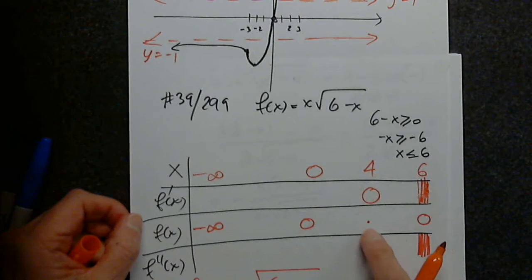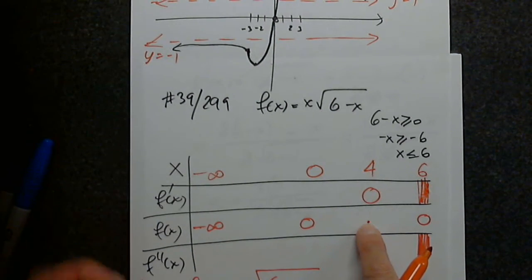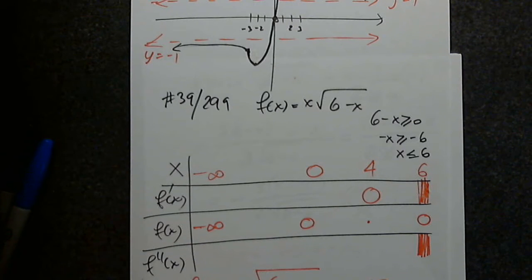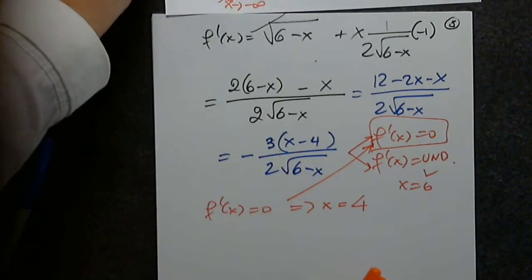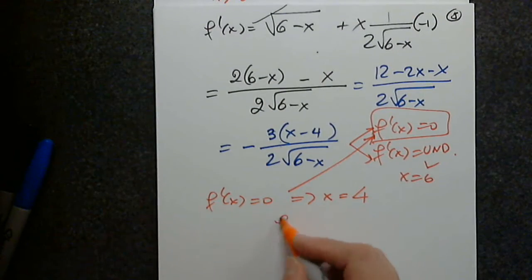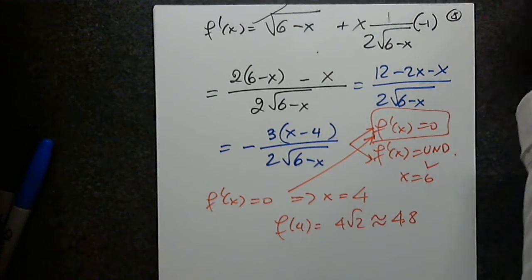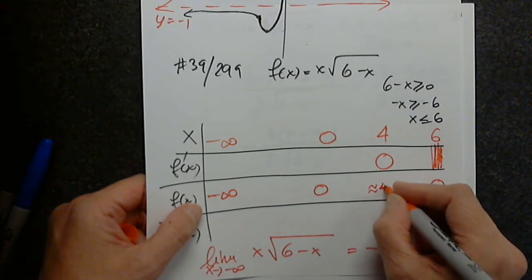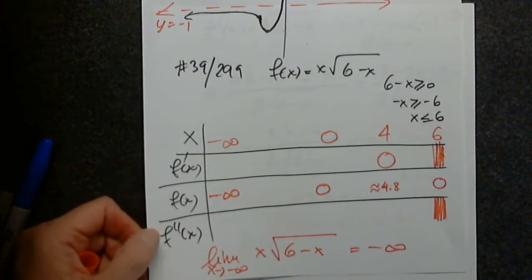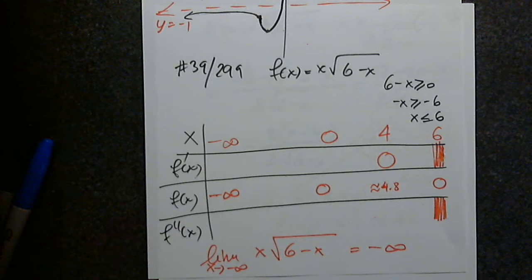Immediately I need to determine this value right here. So please plug in 4 and tell me what you get. So it's 4 times the square root of 2, right? f of 4 is 4 times the square root of 2, approximately. 1.2 times 4 is 4.8. So approximately 4.8. Okay, so I have the critical number, or numbers in this case. What is the next step? What do I need to do next?